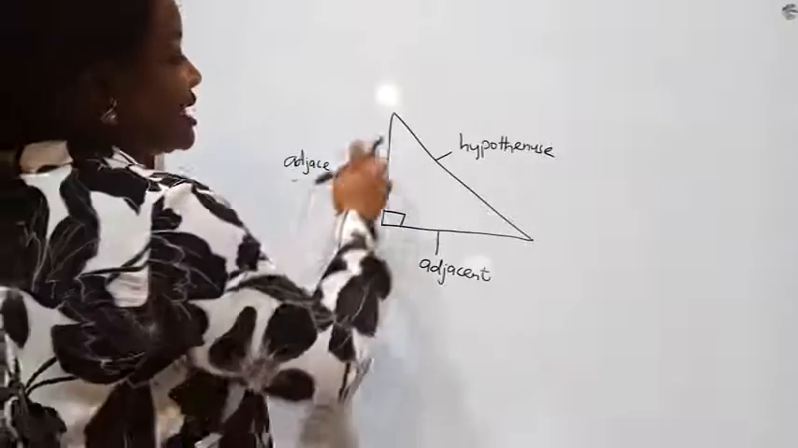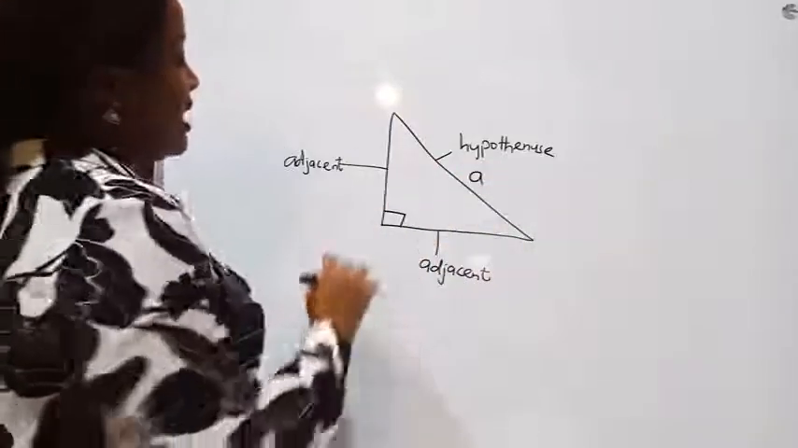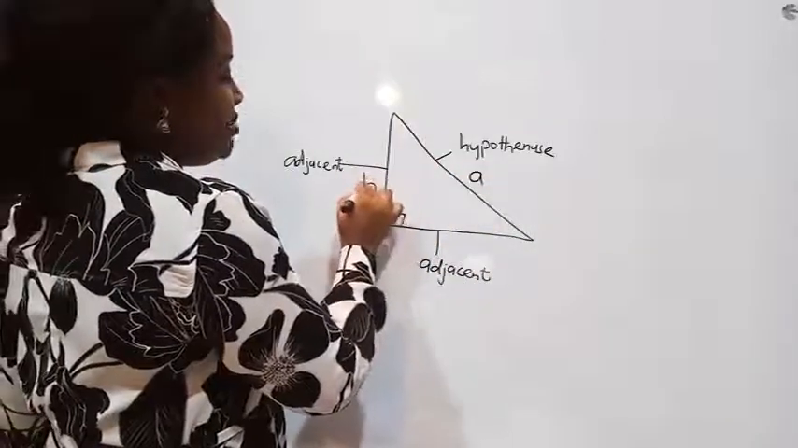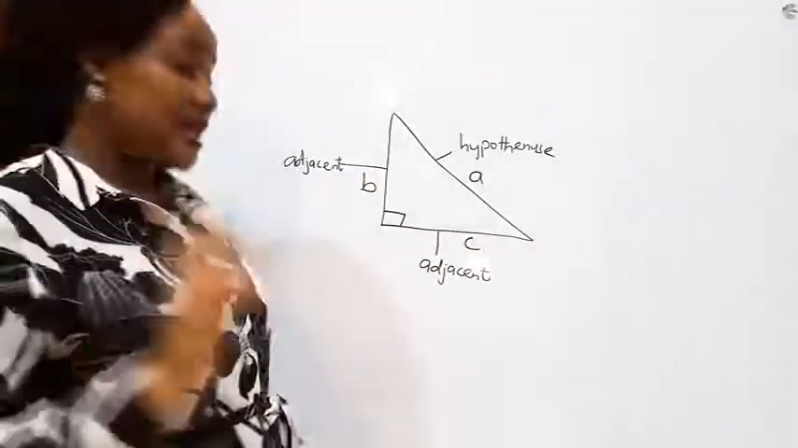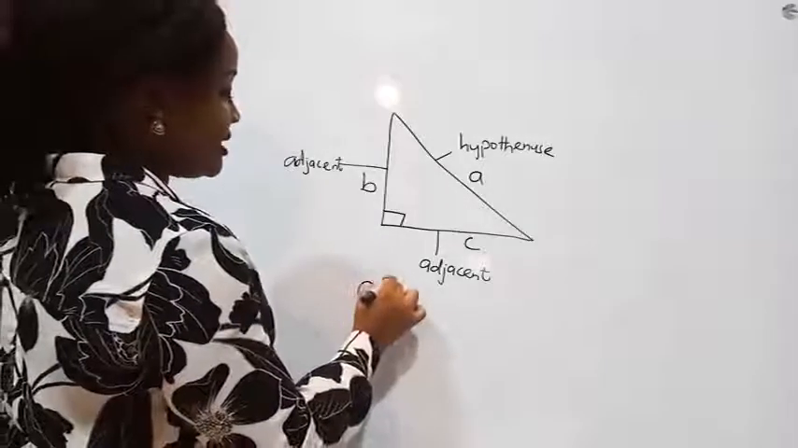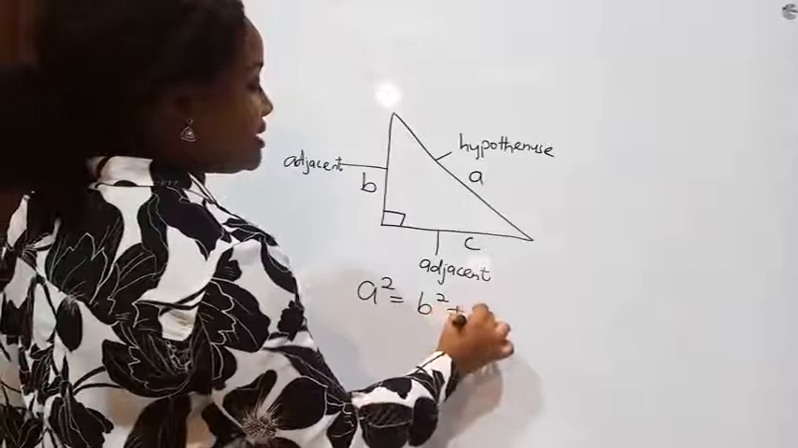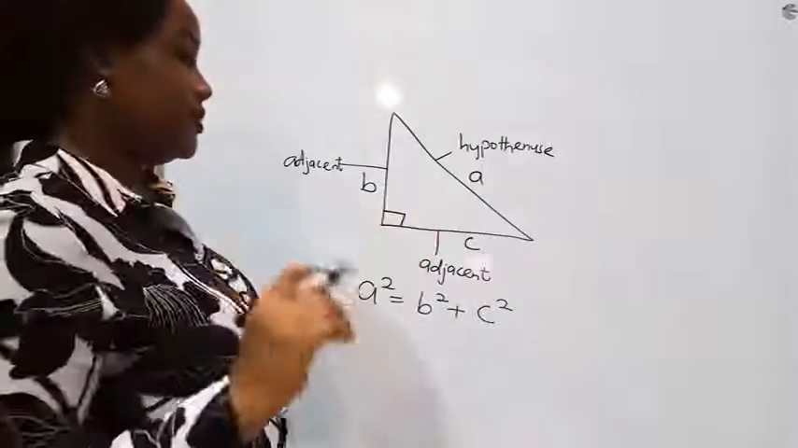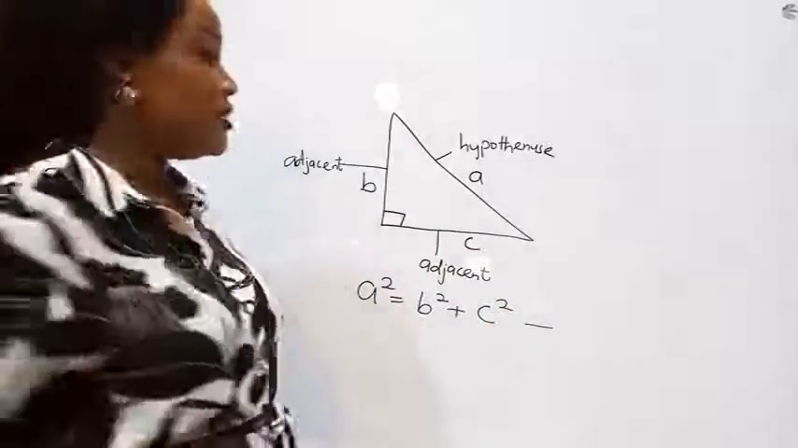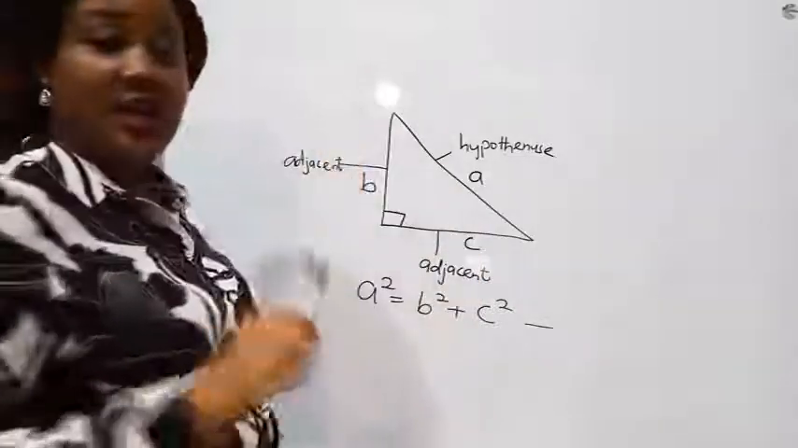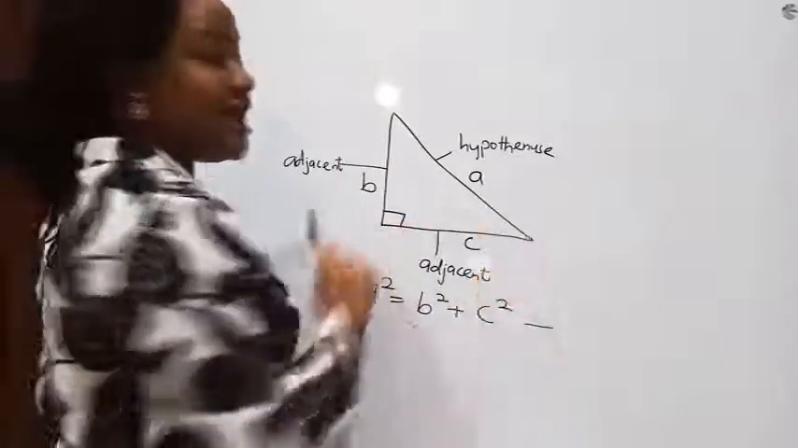So let's say that the length of the hypotenuse is A, and the length of this adjacent is B, and this is C. What Pythagoras theorem says is that A squared equals B squared plus C squared. That is the Pythagoras theorem for every right angle triangle. The square of the hypotenuse equals the square of this adjacent plus the square of this adjacent.